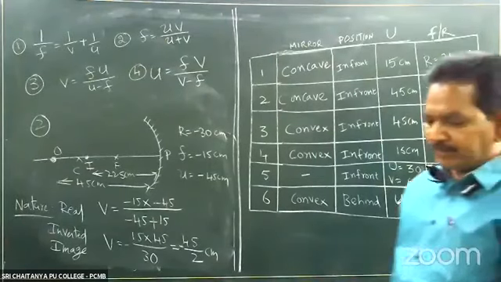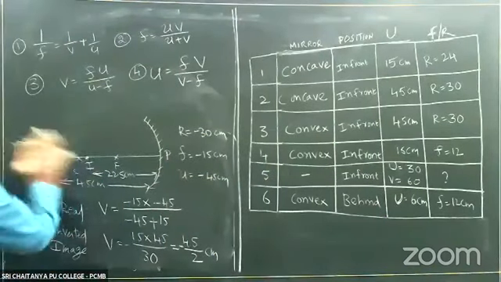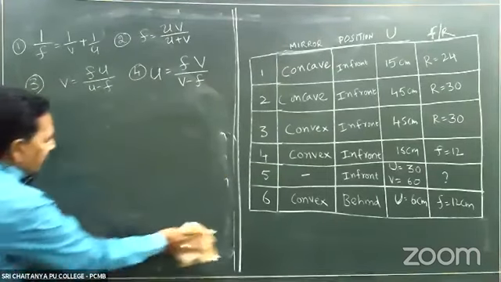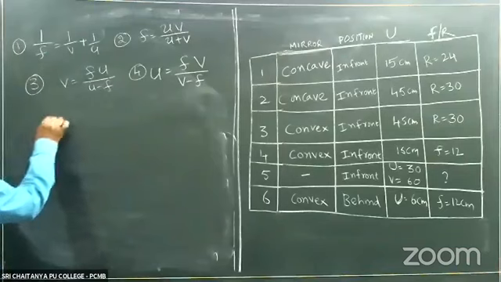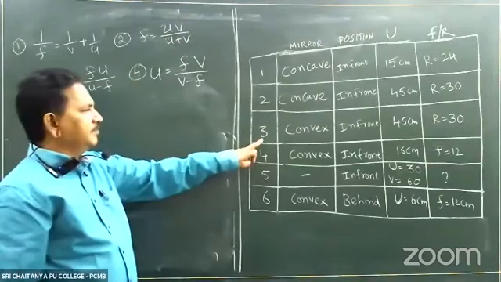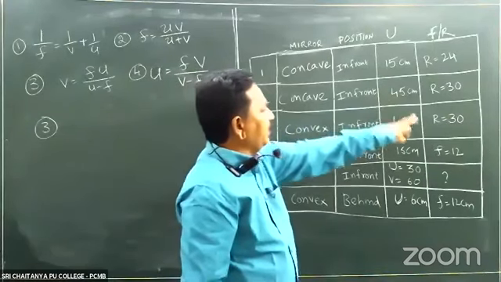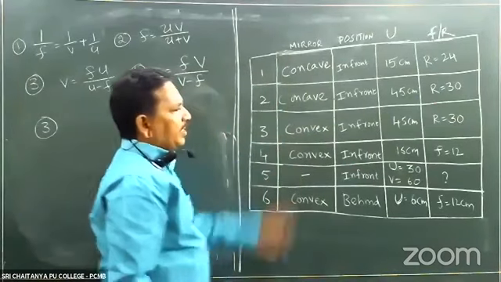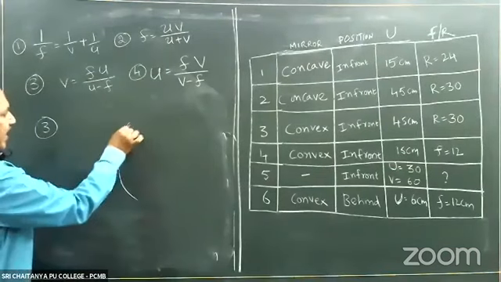Let us go to the third problem. Slightly, you must be quick. Problem number 3. I have given the same data, but I have changed the nature of the mirror. If you observe problem 3, in front, object 45, R 30. But I changed the concave to what? Convex. Only 2 mirrors. So this is convex.